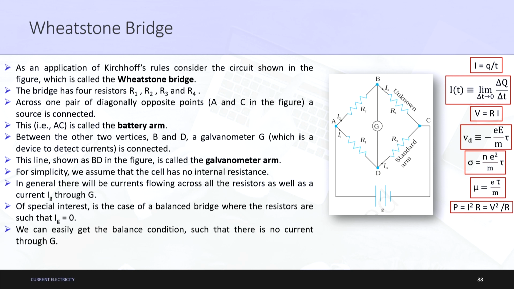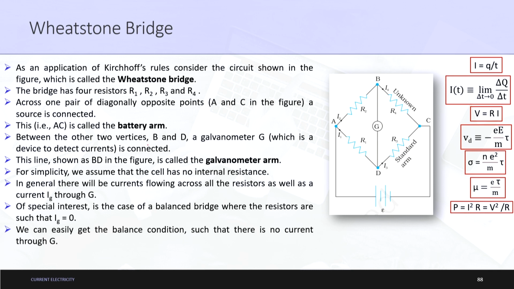So, as an application of Kirchhoff's rules, consider the circuit shown in the figure, which is called the Wheatstone bridge. The bridge has 4 resistors R1, R2, R3 and R4. So, this is R1, this is R2, this is R3 and this is R4. Across one pair of diagonally opposite points A and C in the figure, a source is connected. So, as you can see, a source is connected across the opposite points A and C. This is called the battery arm. So, this AC is called the battery arm.